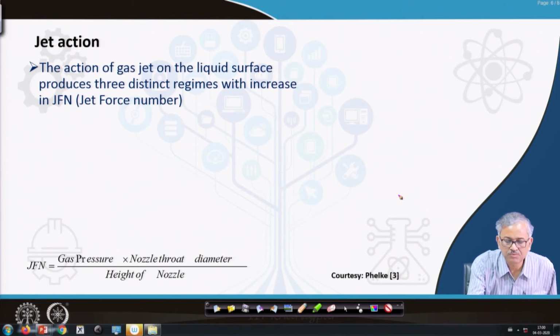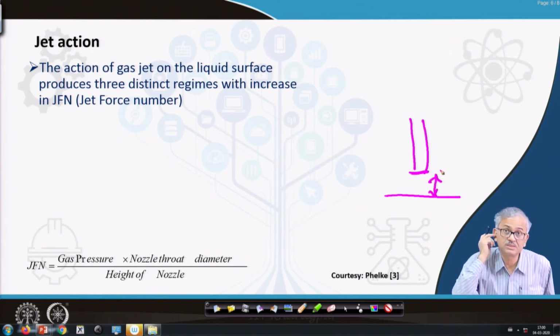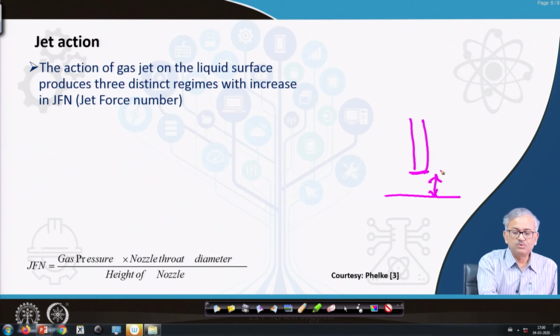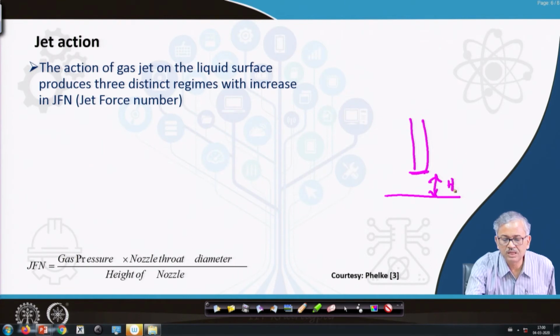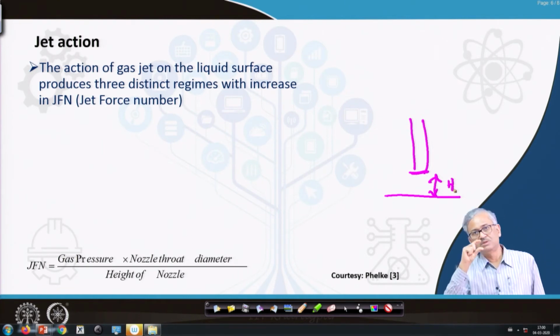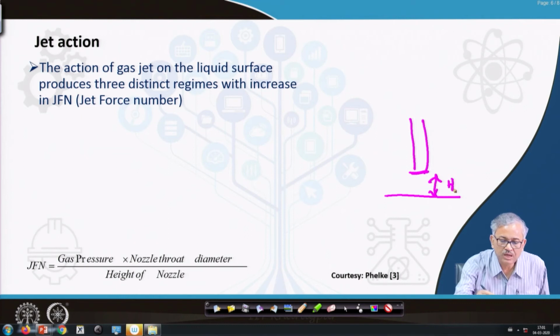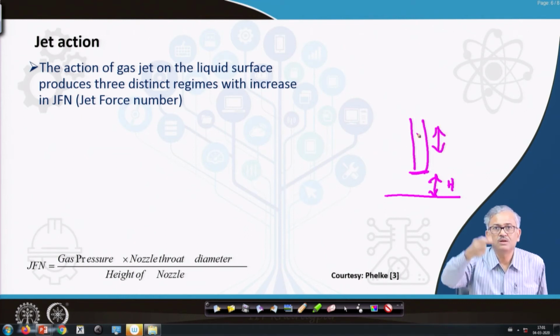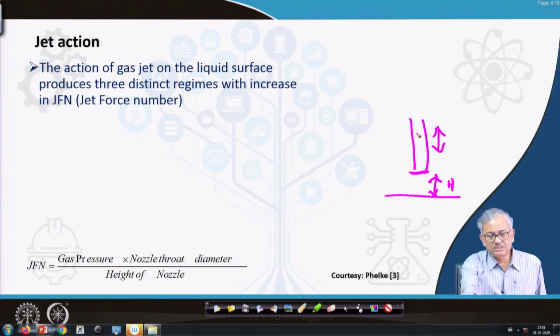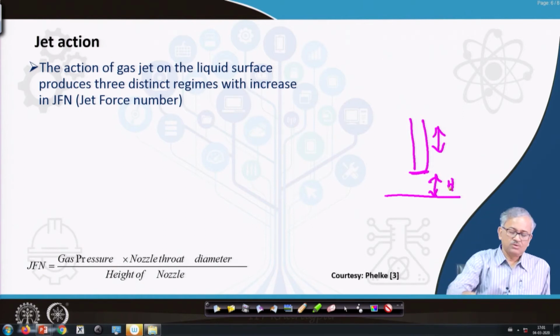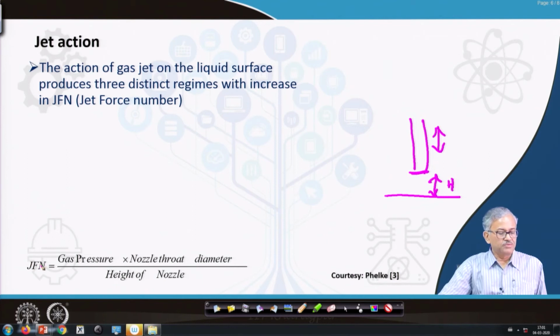So if you have a bath here, this is the bath and this is the oxygen lance. This distance is called the height of the nozzle, which you can control. You can push it up and down, take the nozzle up and down, and change the value of H. And you can control the JFN.